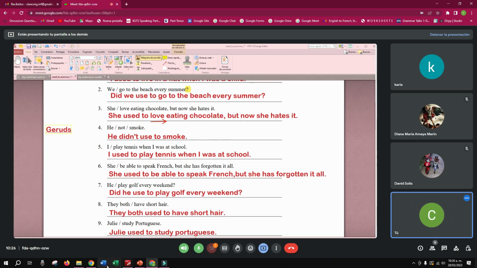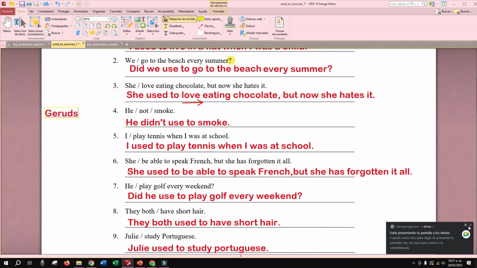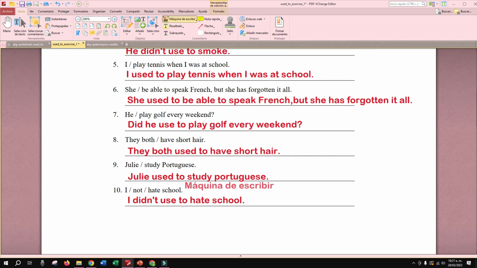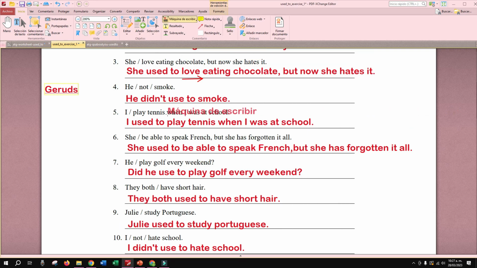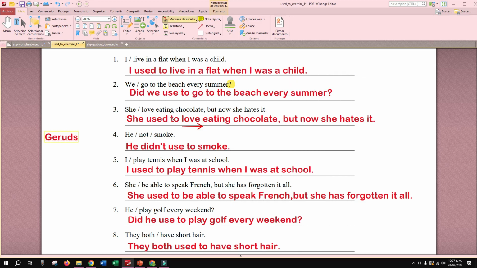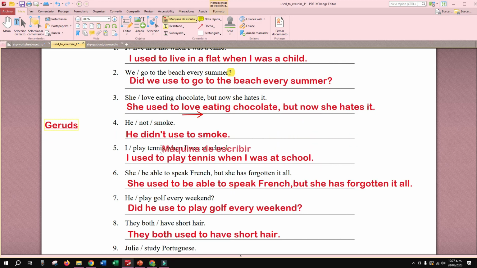No? Remember that we need to pay special attention when we use didn't. We don't need the D there. I made a mistake in number 10, but I fixed it now. I didn't use to hate school. We don't need the D here, right? Because we're using the auxiliary. Also in number 7, also 4, right? Only when you have an affirmative sentence, you're going to use the D in used to, right? So I don't know if you have questions.